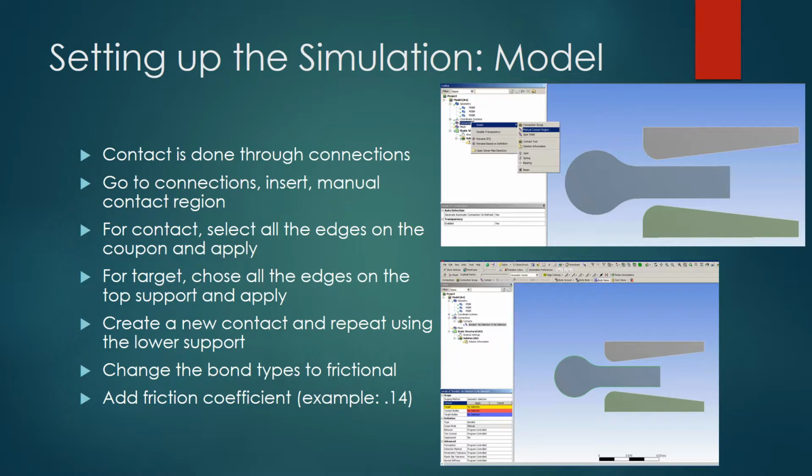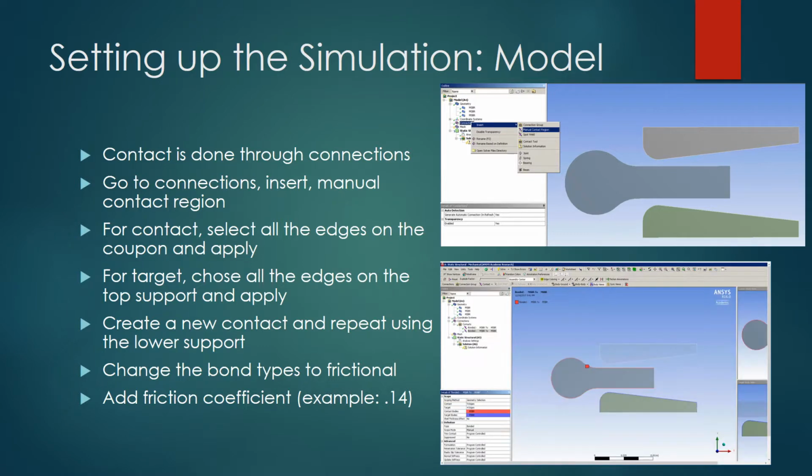Contact is done under the Connections tab. We will insert a manual contact region, select the outside of the coupons and the outside of the rigid supports. To make it slightly more realistic, we add a frictional contact type, and we used a coefficient of friction of 0.14. As you can see, when you're setting it up, it shows you which is the target surface and the contact surface.